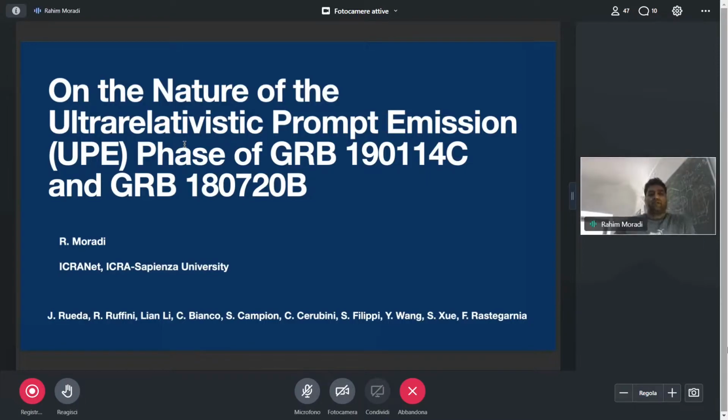deep learning era. So first I will be talking about the nature of the ultra-relativistic prompt emission phase of GRB 190114C and GRB 180720B. I will explain why we call them like this and why they are very important in our GRB analysis. This work has been done under the supervision of Professor Ruffini, with collaboration with Zhollideh, Liang Li, Bianco, Campion, Cherubini, Filippi, Wang, Shue, and Rastegari.